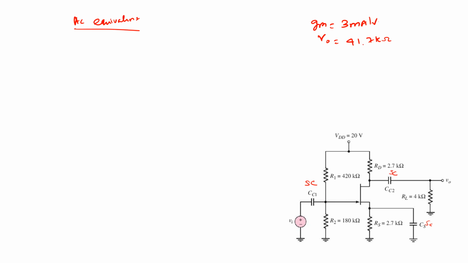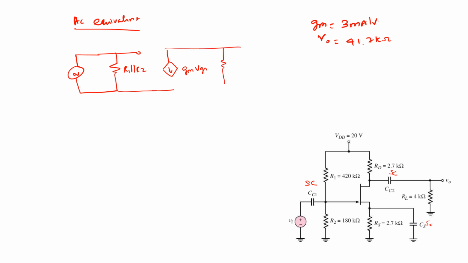So when you draw the small signal or small AC equivalent circuit, you will have both R1 parallel R2, in this case it is gm VGS, this is r0, and I should have RD and I should have RL, and I will take the output here.